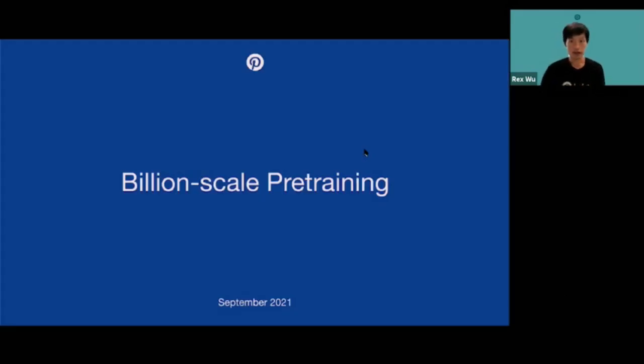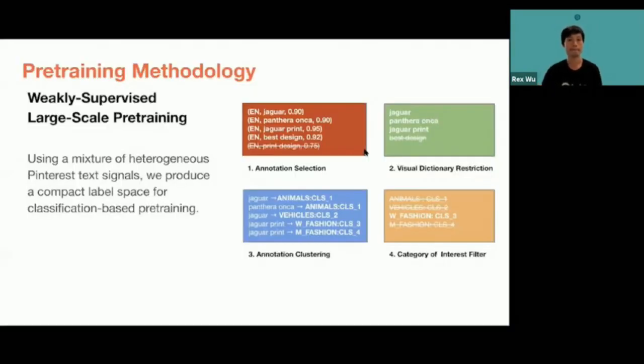So we learned that large-scale pre-training plus transformer model can deliver state-of-the-art performance. Next, we will dive more deeply into how we collect a billion plus dataset from Pinterest content. To collect such a dataset, we use a mixture of heterogeneous Pinterest text signals. First step, we use an in-house system to predict annotations for images and filter out low-scoring ones.